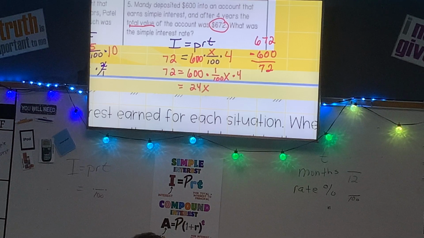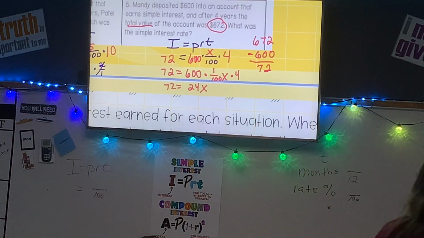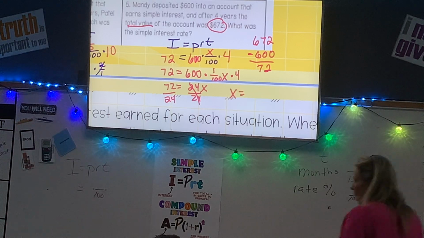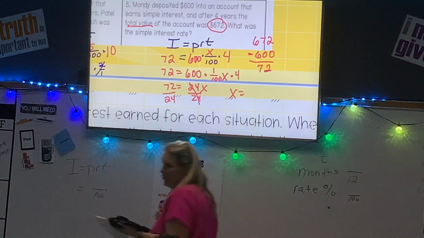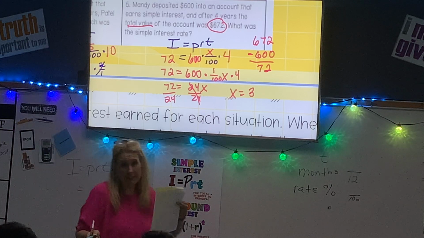So do you see I just used the numbers and ignored the x? Now look what I have. What do I do? Divide both sides by 24. So anytime you're missing your P, R, or T, that's what you're going to do. And what is your x? 3. Perfecto. I told you, simple interest is pretty simple.